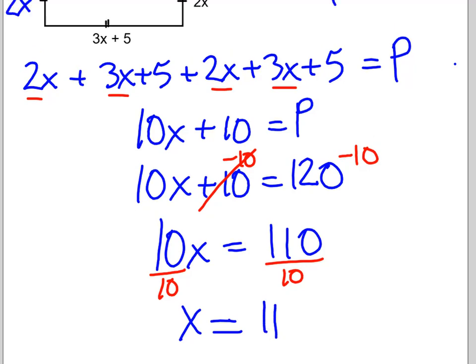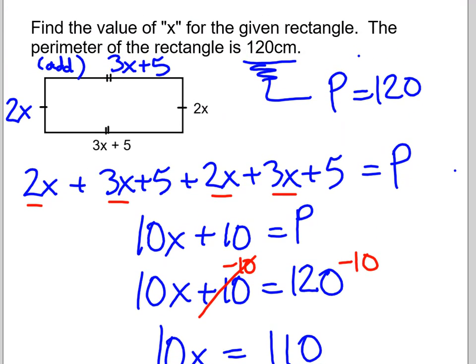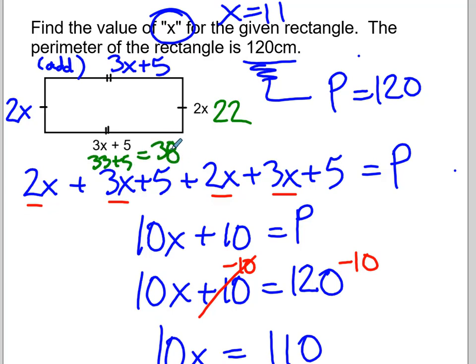Okay, so the question, if I scroll back up, asks what is the value of x? I've found that. If x is equal to 11, if the question asked, I could go around and find all of the missing sides. So if x equals 11, this side would be 22, and this side would be 33 plus 5, or 38. I could use that x value to find the dimensions.